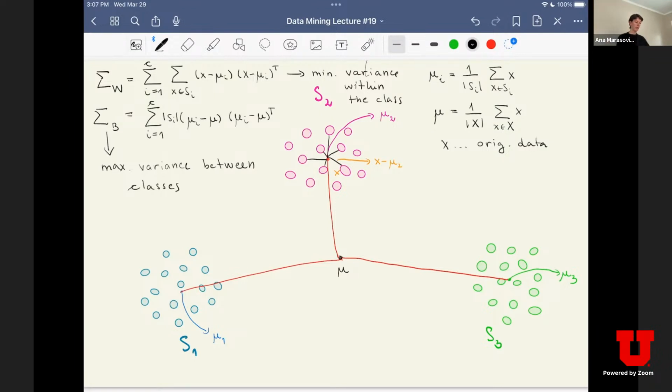Okay, so our goal now is to find directions in our entire data such that the variance within each one of these classes is small, and such that the variance between classes is large. And we are going to again use the eigenvectors and eigenvalues to find important directions, but we are also going to find those vectors that give us these properties.